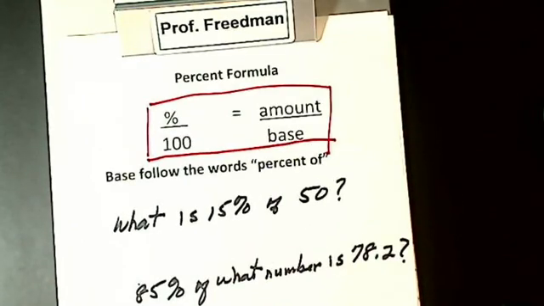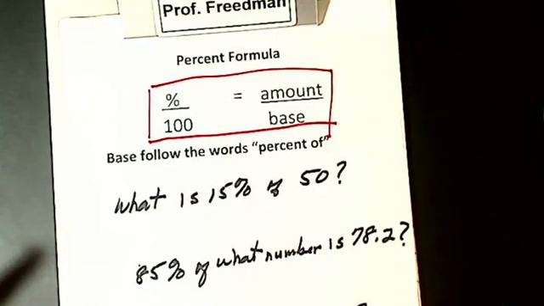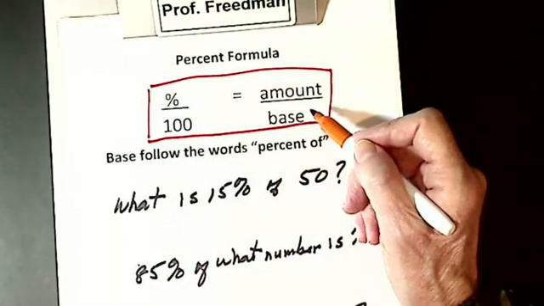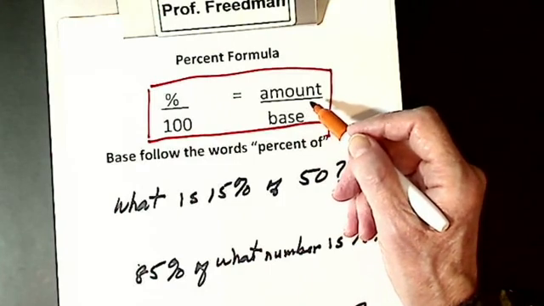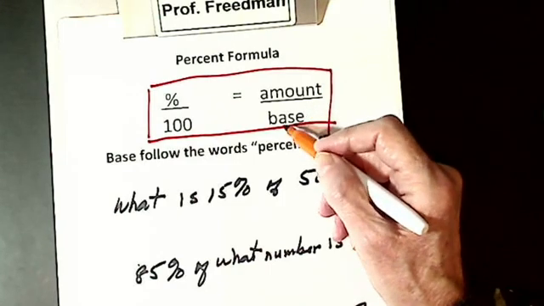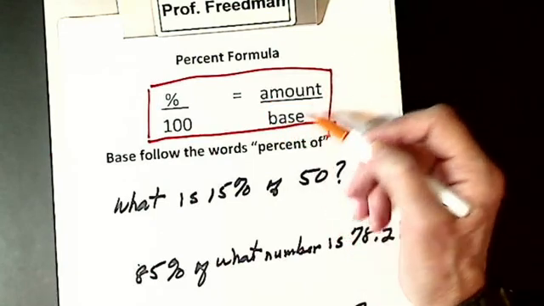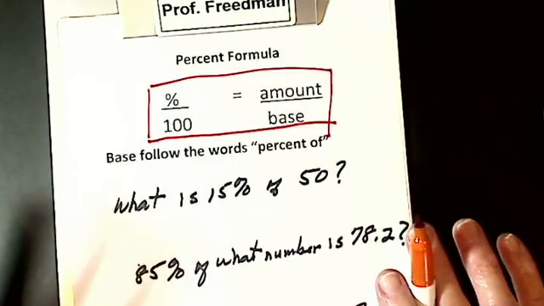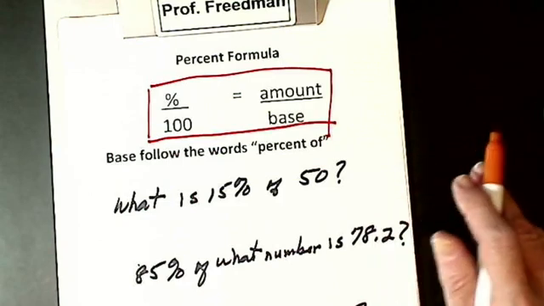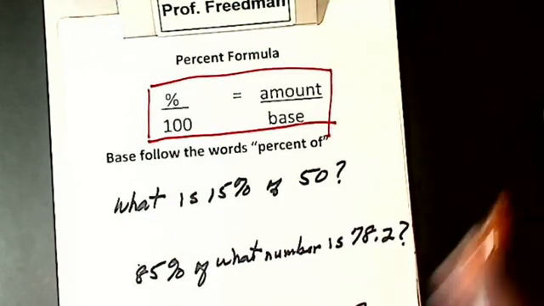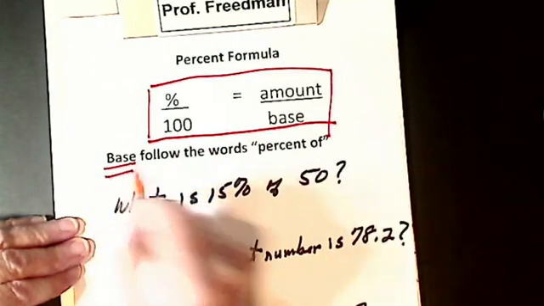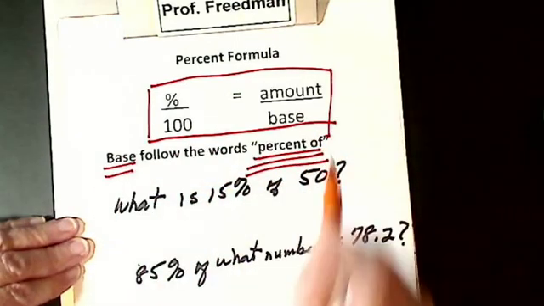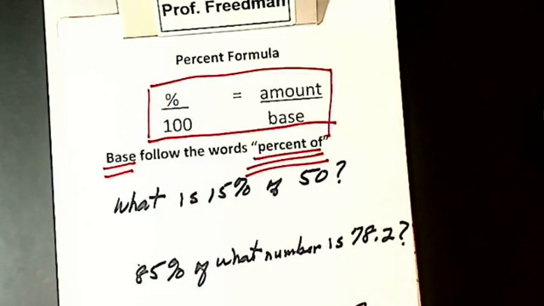We got to remember that. An easy way to remember: we know percent means divide by 100, so I'm going to remember it's percent over 100. On my other side, an easy way to remember what goes on top: base goes on the bottom, so A goes above B. It's amount over base. Then I got to know one thing about the base, and this is the key. Base follows the words percent of. And if I've got that, everything should be easy.